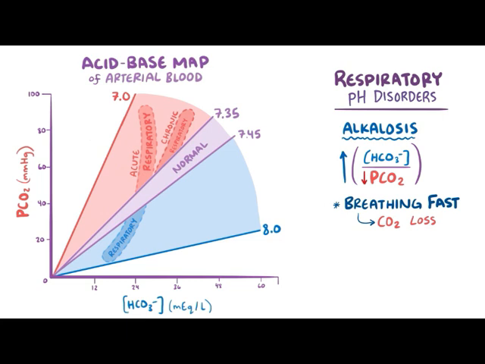Once again, there's an acute phase, but over several days the chronic phase kicks off, and the kidneys start to excrete more bicarbonate, which decreases below 22 milliequivalents per liter, and pulls the pH closer to the normal range again.